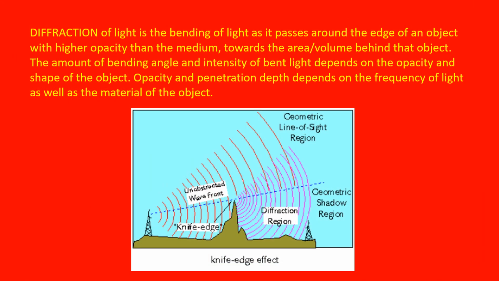Diffraction of light is the bending of light as it passes around the edge of an object with higher opacity than the medium, towards the area/volume behind that object. The amount of bending angle and intensity of bent light depends on the opacity and shape of the object. Opacity and penetration depth depends on the frequency of light as well as the material of the object.